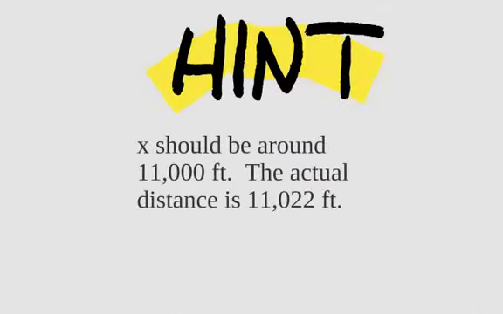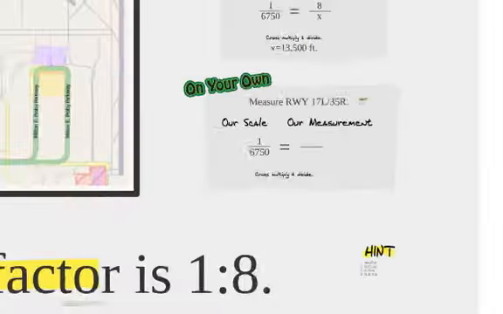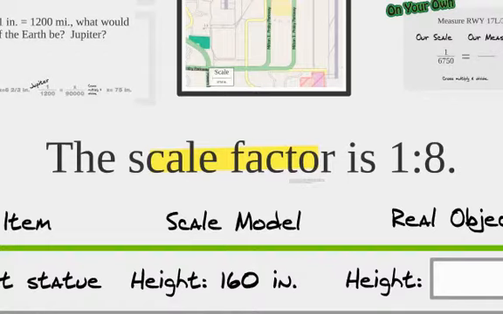I came up with that when you end up multiplying, you get them about 11,000 feet total. Is that what you got? The actual distance is 11,022 feet, so pretty close. Pretty cool that you can take something like a map and actually figure out how long something is. Now, one of the things we're going to talk about is what's called the scale factor.